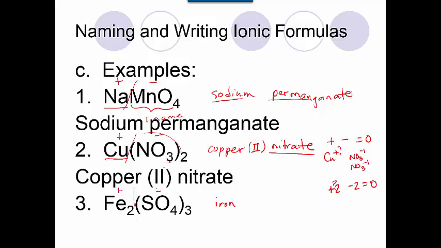Now we need to look at where iron is on the periodic table. It is in family number 8. That is one of those transition metals, anything in families 3 through 12. So it is also going to need Roman numerals. And SO4 is all one word, and if you look at your polyatomic ion sheet, you'll see that it is called sulfate.